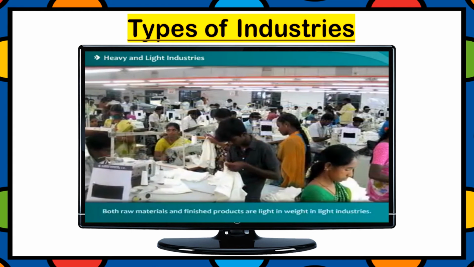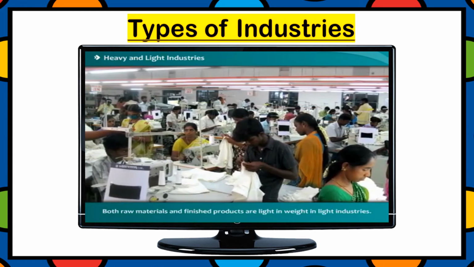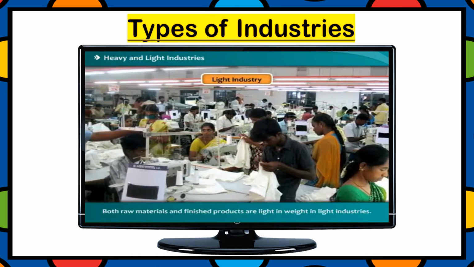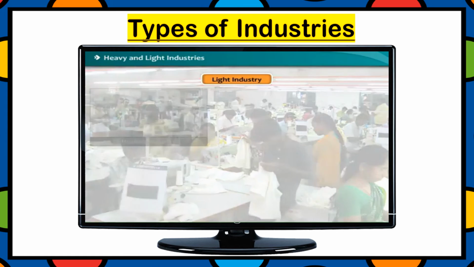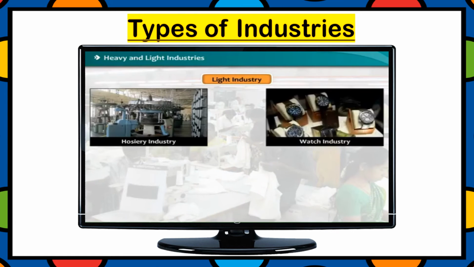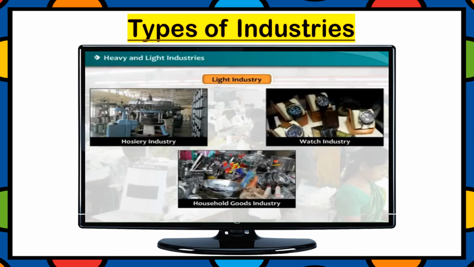Both raw materials and finished products are light in weight in light industries. They are less capital intensive and consumer oriented. Industries which manufacture hosiery, watch industry, and household goods can be classified as light industries.